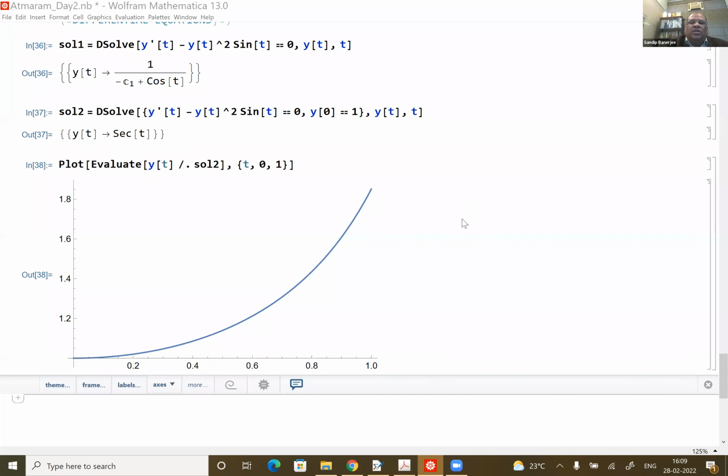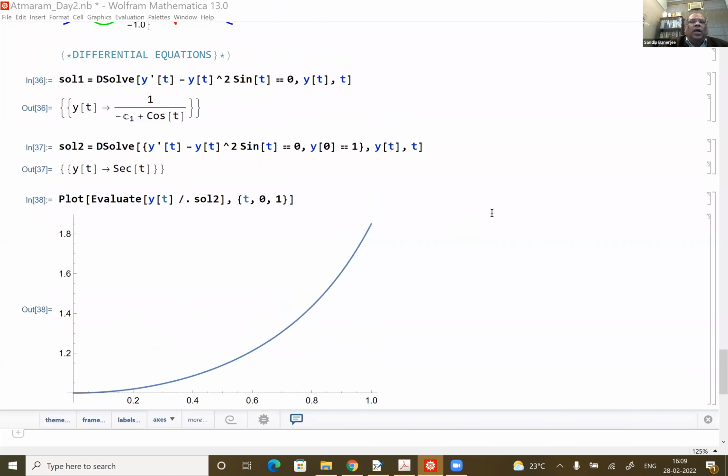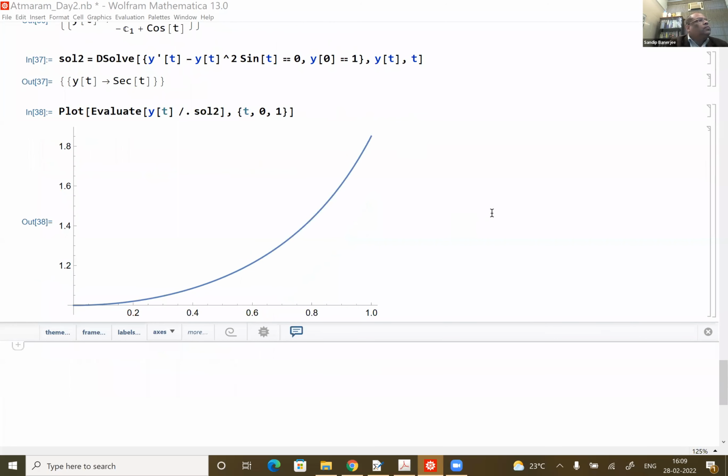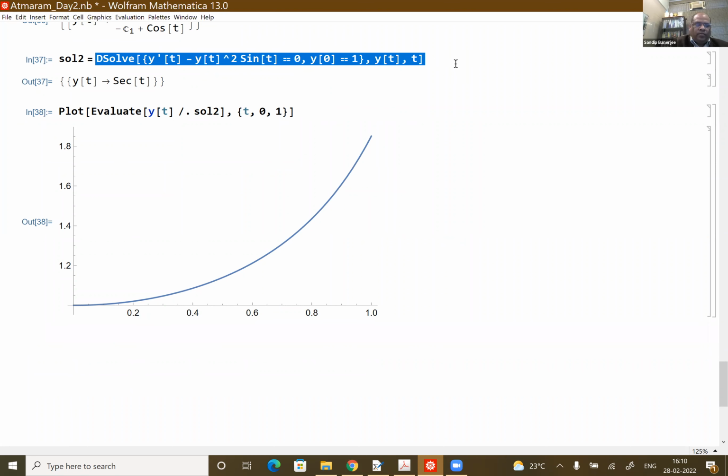Color function scale small, it is just a syntax which we have to follow to get that output. Okay, any question on the solution of the differential equation? Okay. Then we move to copy this one.